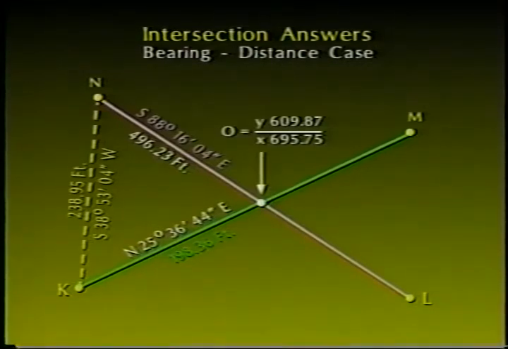The coordinate value of station O is Y 609.87 feet, X 695.75 feet. The distance of line NO is 496.23 feet. The bearing of line KO is north 25 degrees, 36 minutes, 44 seconds east.